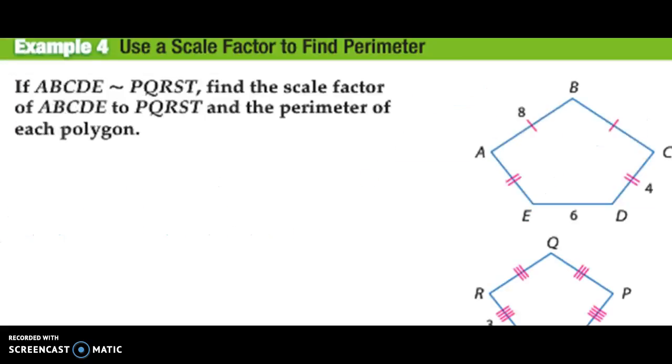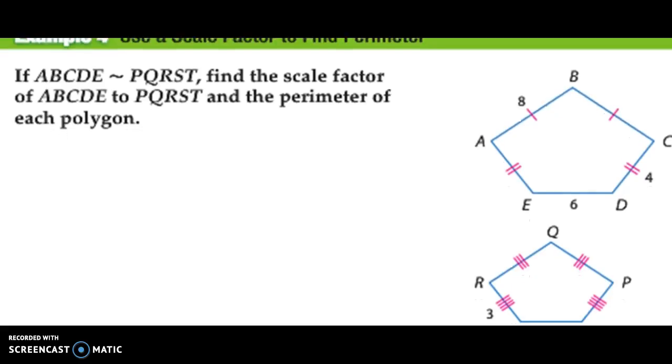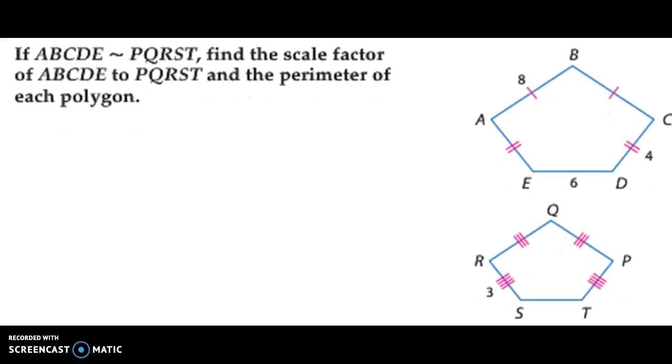So let's look at these ones right here. It says, if ABCDE is similar to PQRST, find the scale factor of ABCDE to PQRST and the perimeter of each polygon. Alright, so let's look at the information that we know. Well, I know that CD is 4, so AE also has to be 4. I know that AB is 8, which means that BC also has to be 8. So I can figure out the whole perimeter of this one right here. 8 plus 8, 16, plus 4, 20, plus 6, 26, plus 4, this has a perimeter of 30.